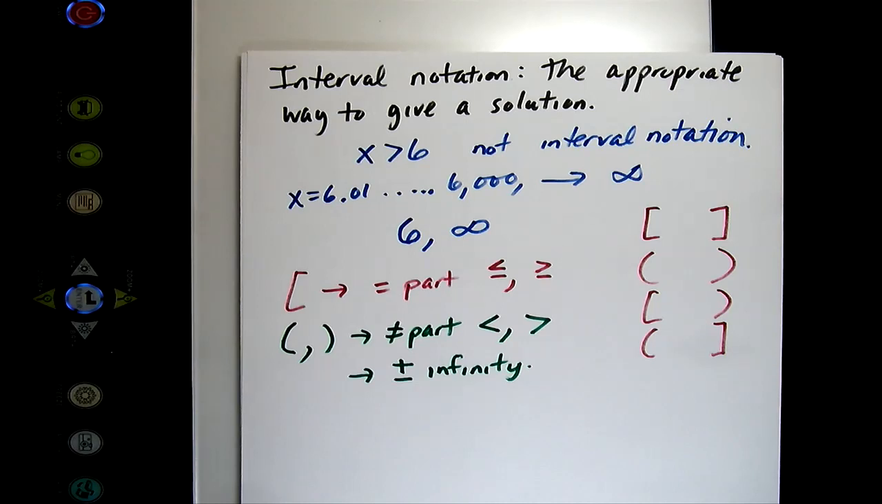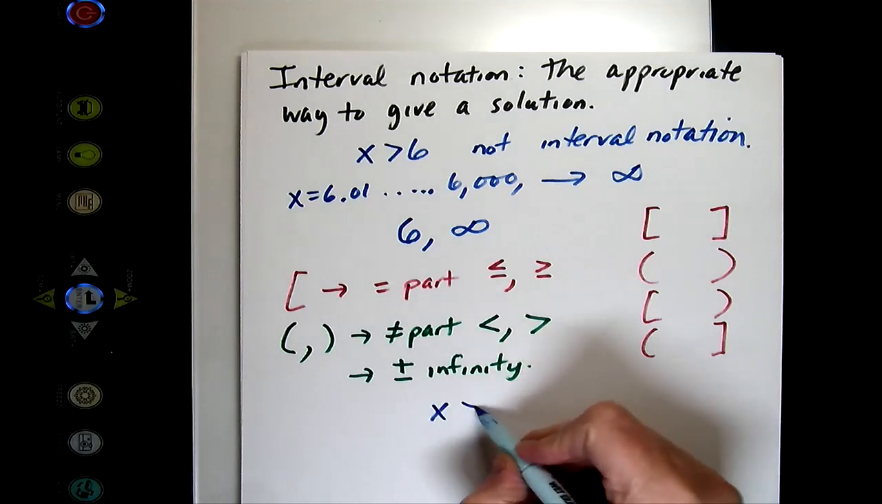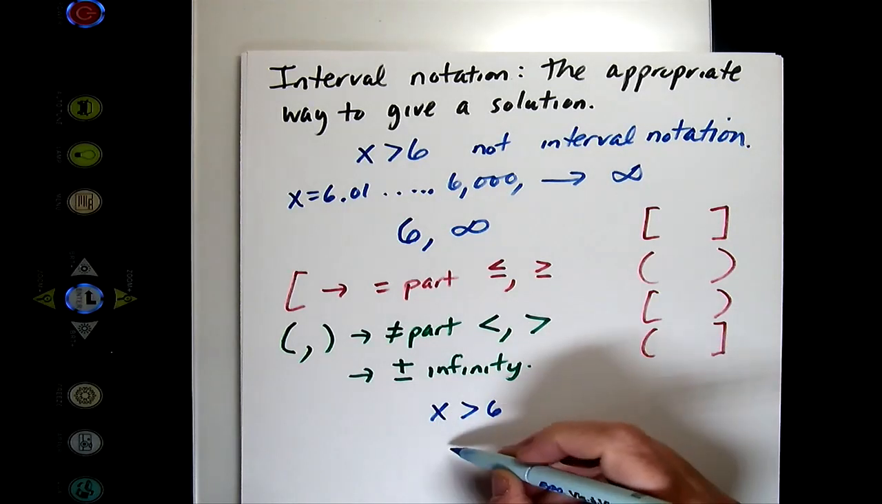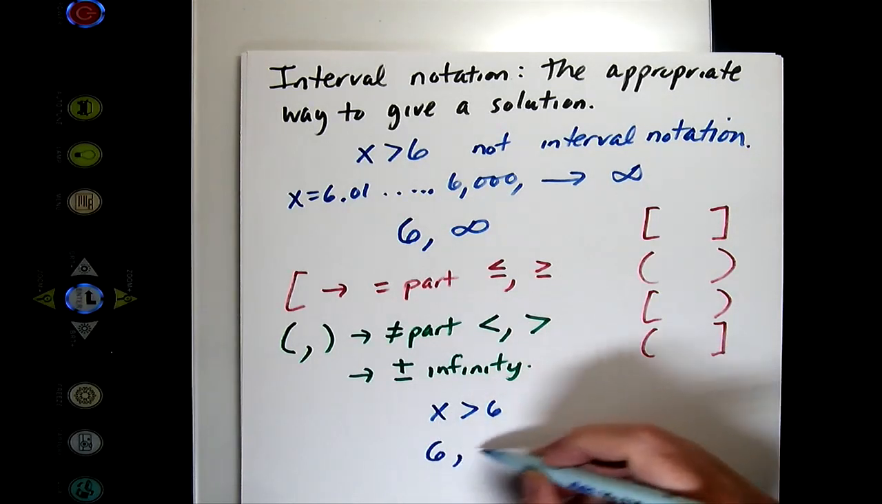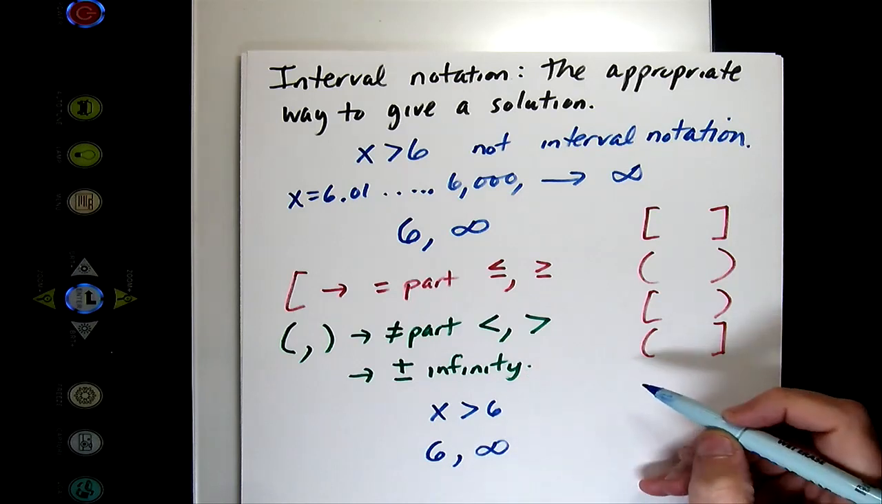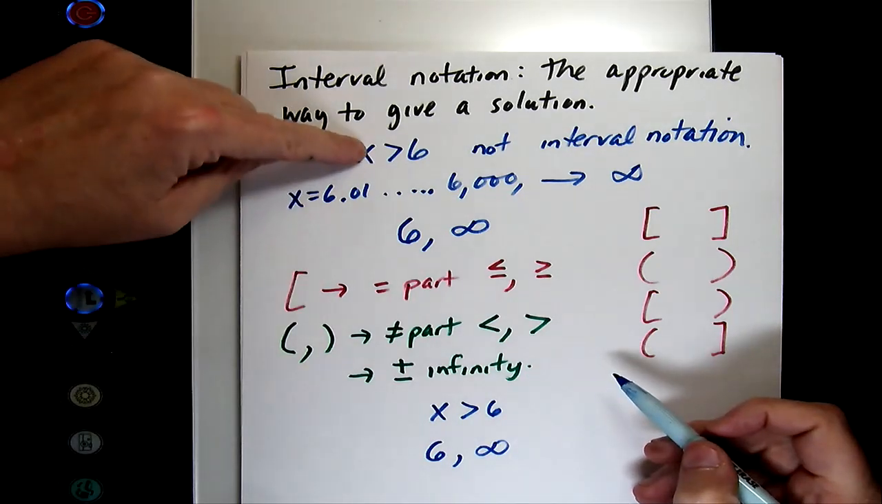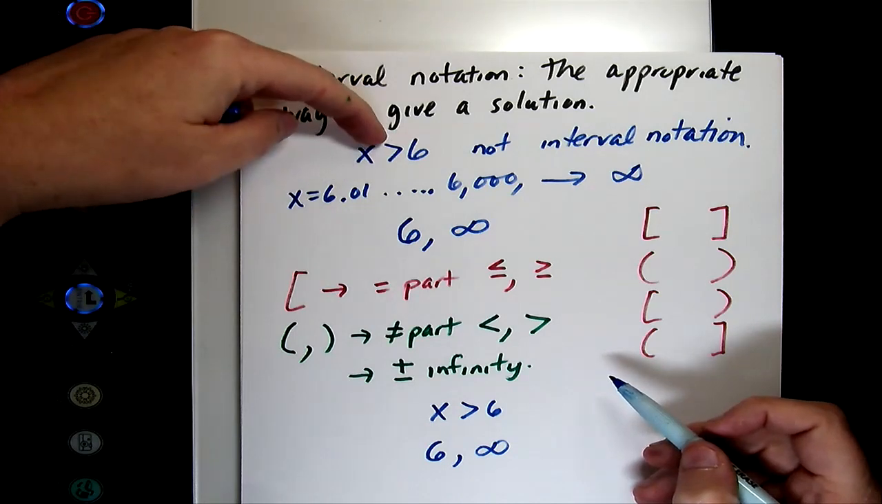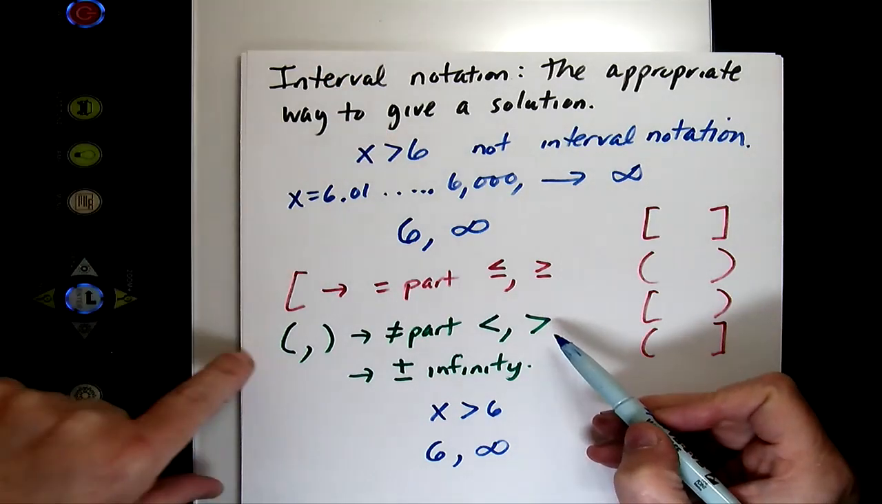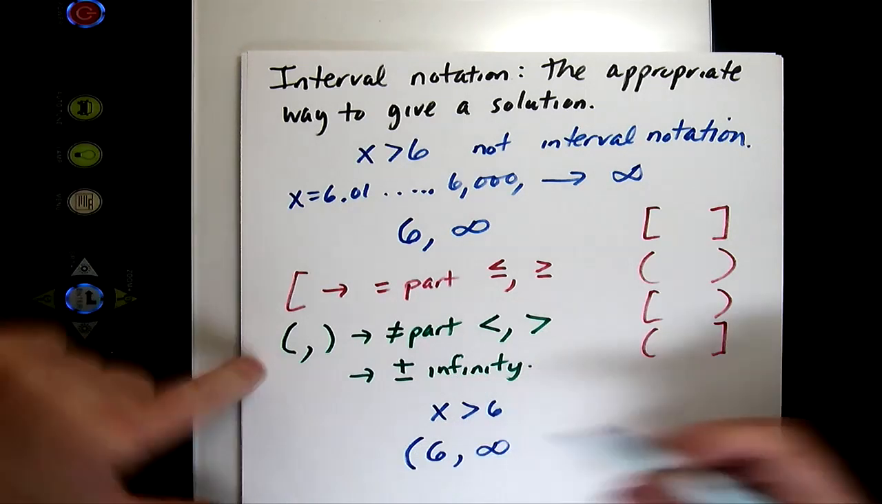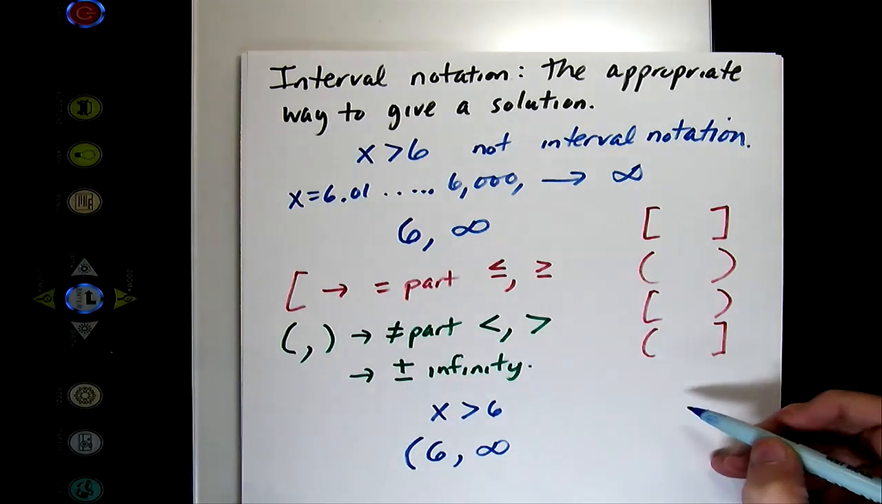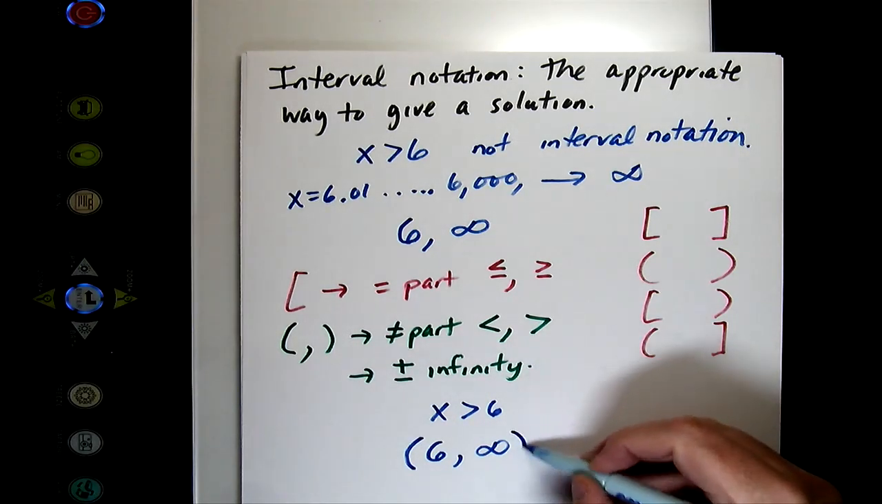So the interval notation for x is greater than 6: I have 6 that goes up to infinity. I had a greater than sign. I did not have an equal sign, so I'm going to use a parenthesis on this side. And the infinity signs always get a parenthesis.